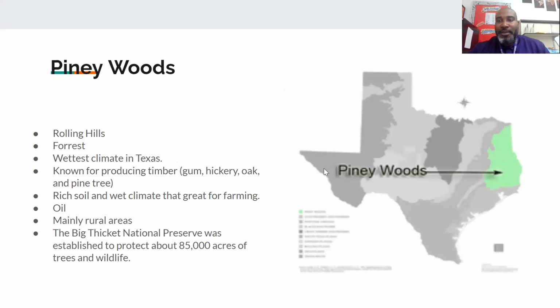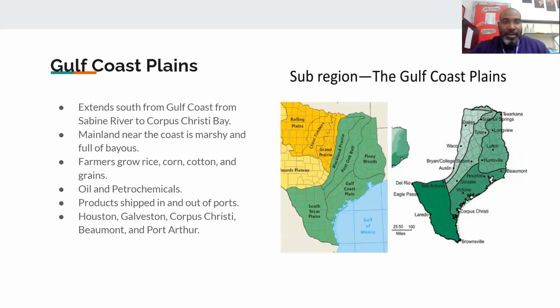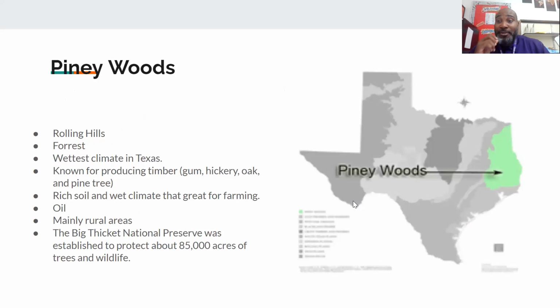All right, so the first place that we're going to look at is the Piney Woods. If you can see right here in the green, we have the Piney Woods. That's over in East Texas. What you have in the Piney Woods is a bunch of rolling hills and forests. The Piney Woods is also known for having the wettest climate in Texas.